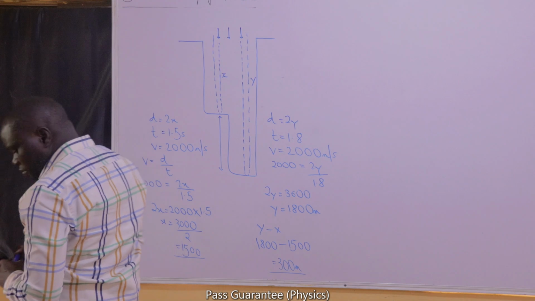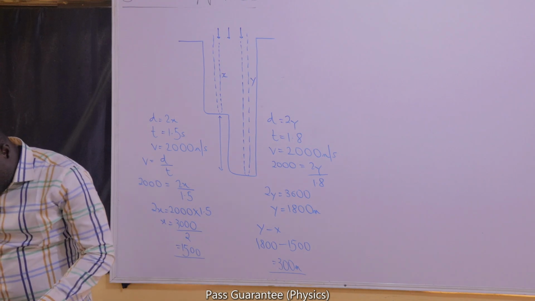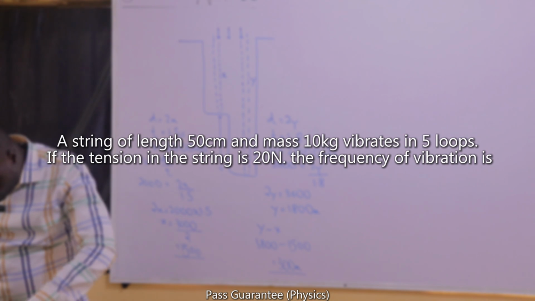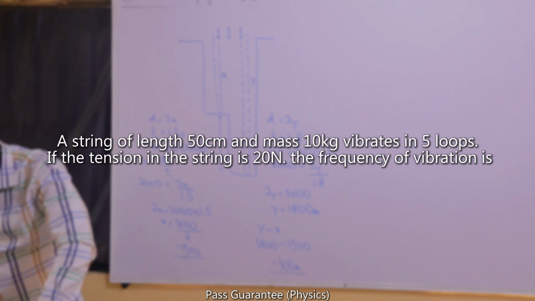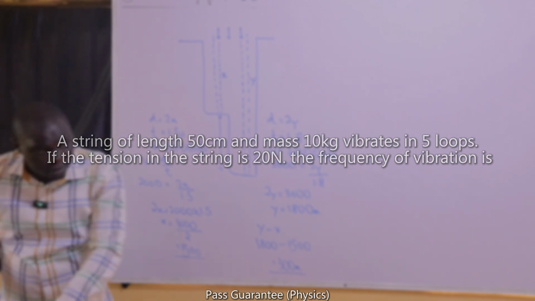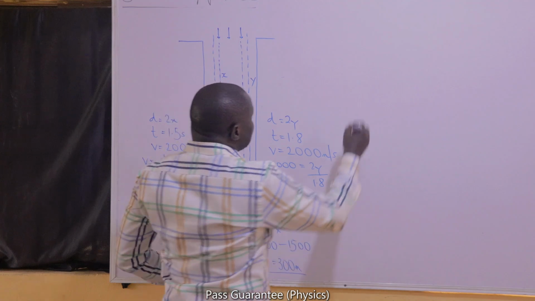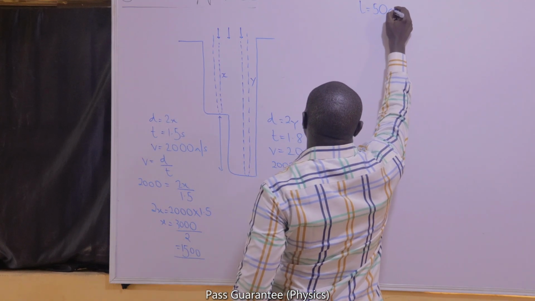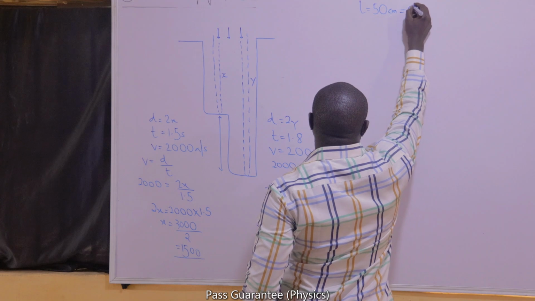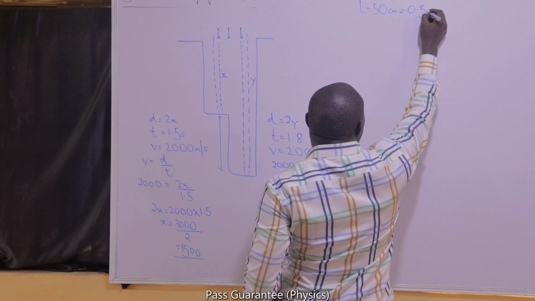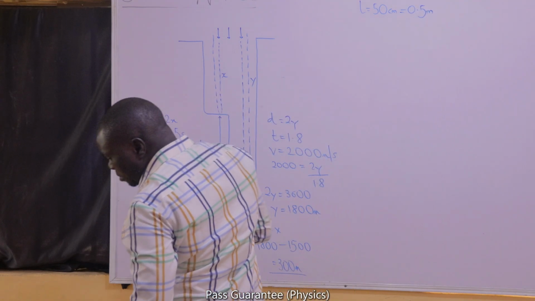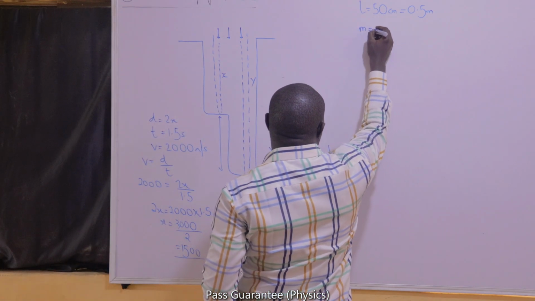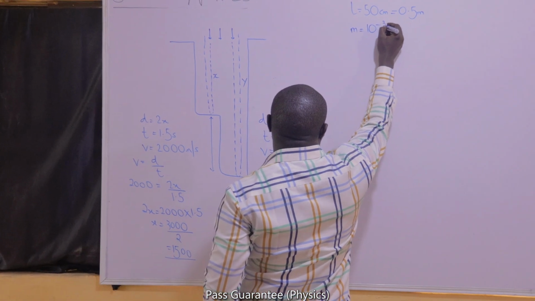The second question. Here we are told that a string of length 50 centimeters and mass 10 raised to the power minus 3. The length of that string is 50 centimeters. I would like to convert it to meters by dividing by 100. That should be 0.5 meters. And mass 10 raised to the power minus 3. The mass is equal to 10 raised to the power minus 3 kilogram.